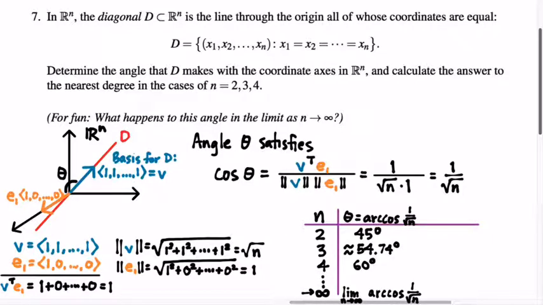So since arc cosine is a continuous function, we can move the limit past the function and get the arc cosine of 0. And the arc cosine of 0 is 90 degrees. So the higher our dimension, the closer the angle between the diagonal and the coordinate axes becomes to being a right angle.